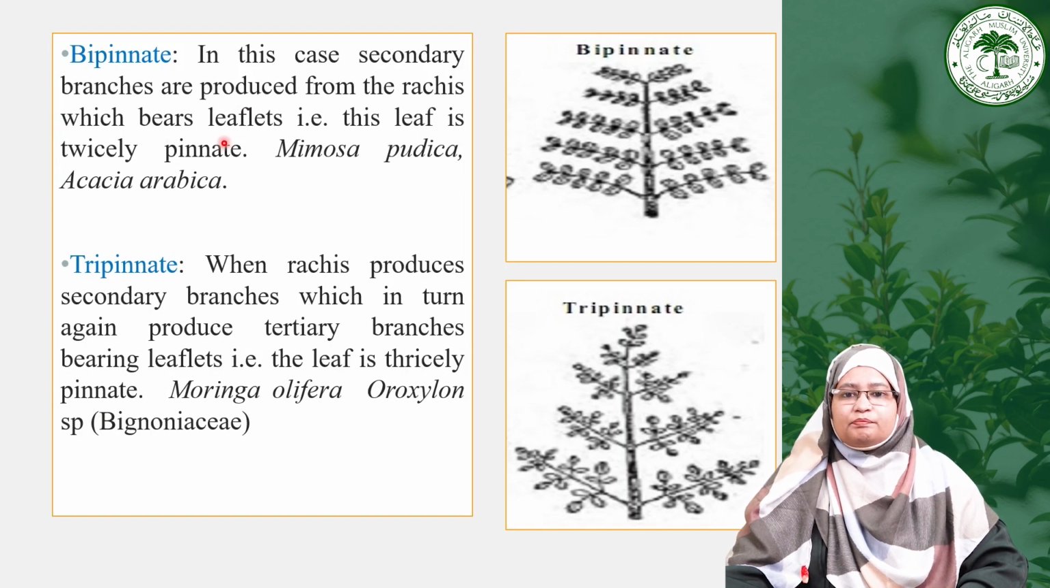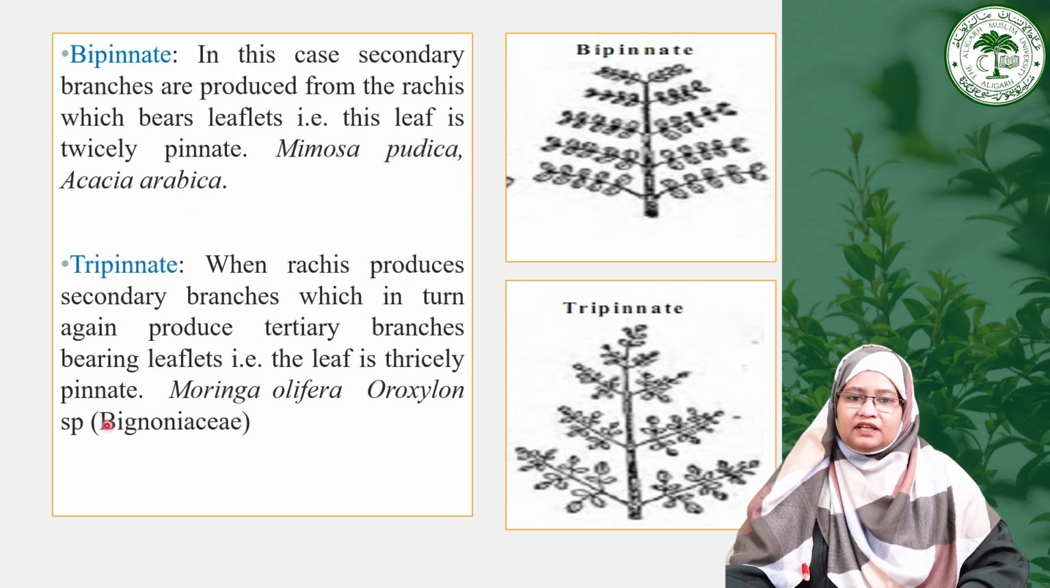The next is the bipinnate. In this case, secondary branches are produced from the rachis, as you can see here. This one is the main branch and these are the secondary branches, and these secondary branches have the leaflets. This type is present in the bipinnate leaf in the case of Mimosa pudica and Acacia arabica.